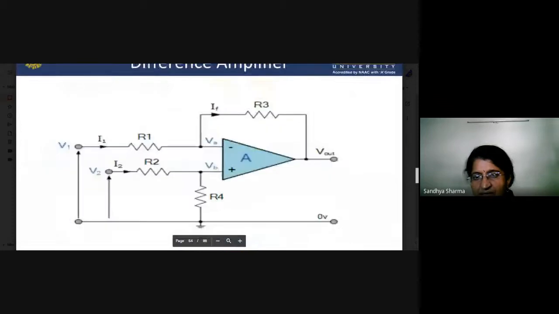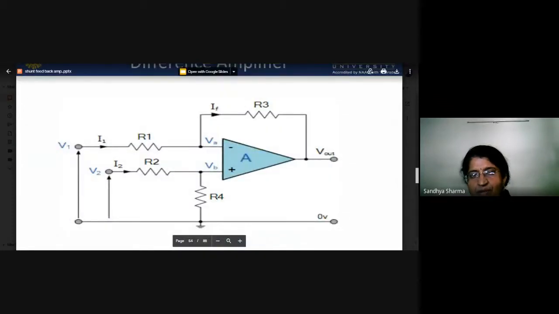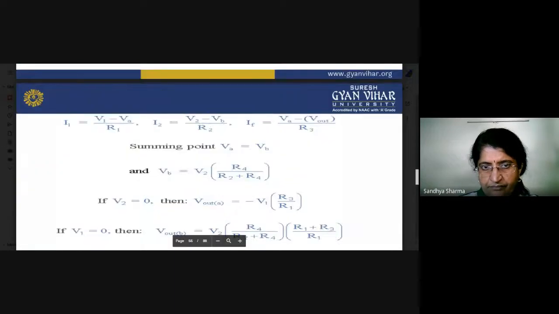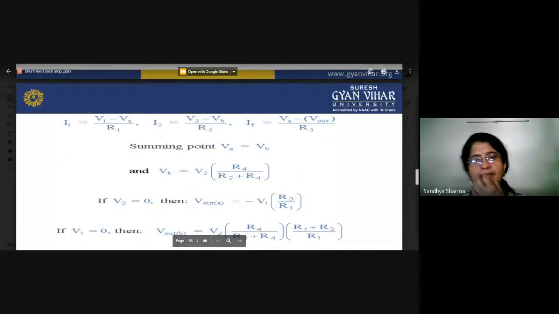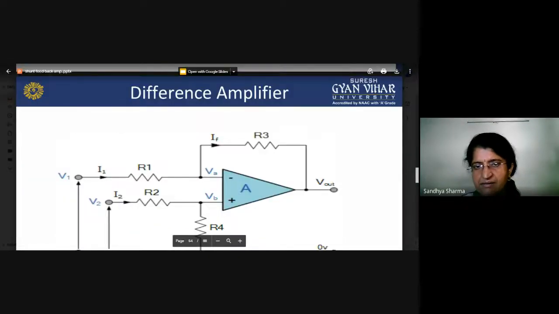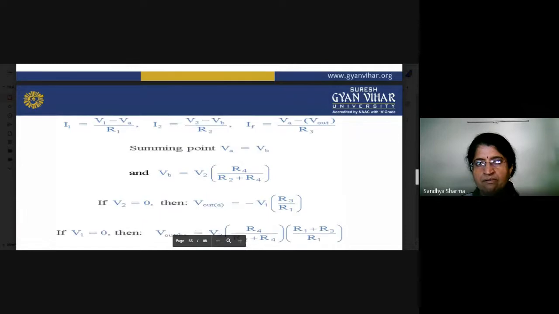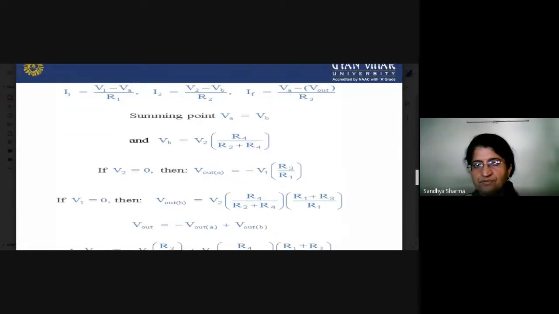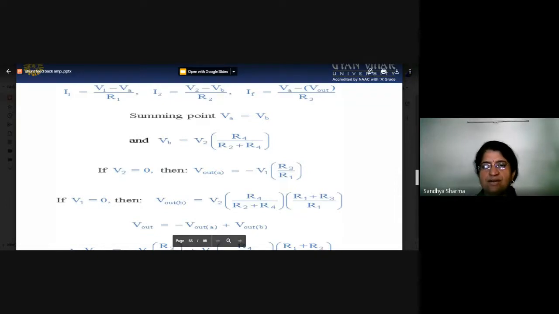Basically, you can also see in this diagram, you have to apply the V1, V2 signals, VA and VB. This is the output voltage. This is the same diagram. We can calculate the different voltages. VA and VB are equal, as we saw in the last slides. At the particular summing point, both are equal. So VB is equal to V2 by this. And what about V2? V2 is equal to minus V1 by R3 by R1.